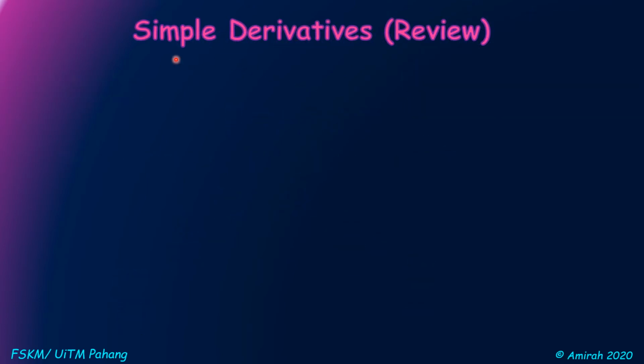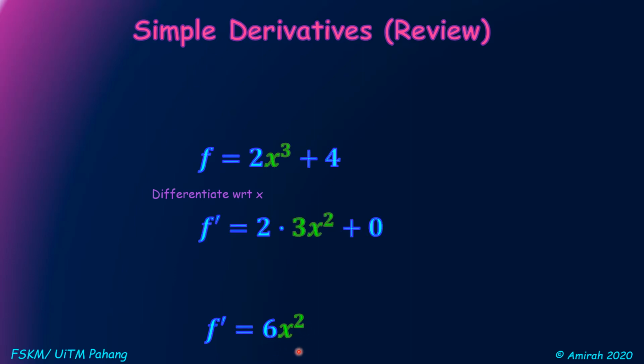Alright, now we recall back the simple derivative. Let's say we have the function f equals 2x cubed plus 4. Then we differentiate with respect to x. So we can write f prime equals, when we differentiate 2x cubed plus 4, we get the final answer equals 6x squared. How do we get this?